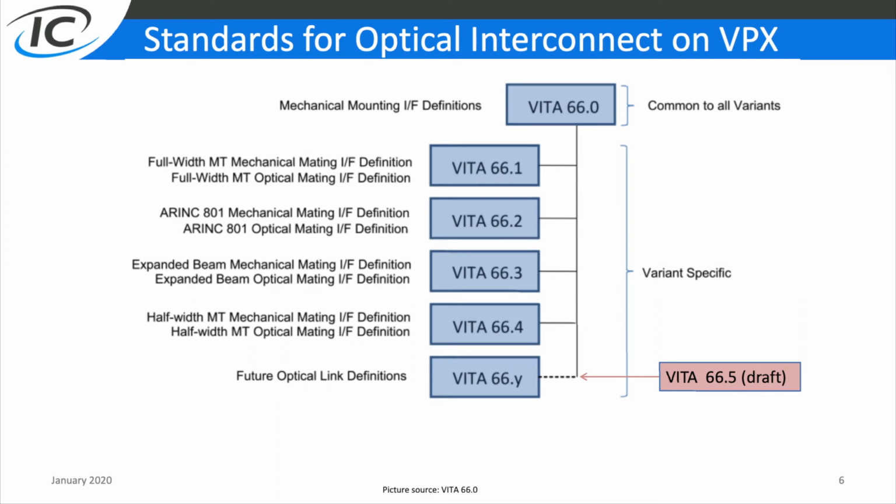66.5 is not the first optical interconnect standard. It's the 5th variant of optical interconnect standard for VPX. 66.0 is the standard common to all the variants, which defines the mechanical mounting interfaces. .1 is the full-width MT variant. .2 is the ARINC 801 variant. .3 is the expanded beam variant, and .4 is the half-width variant.